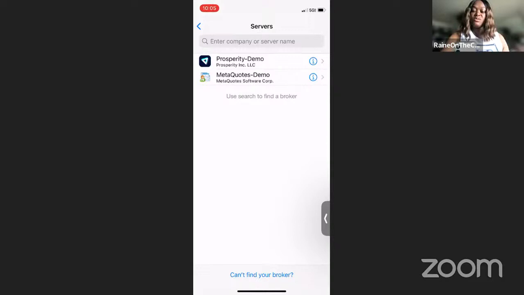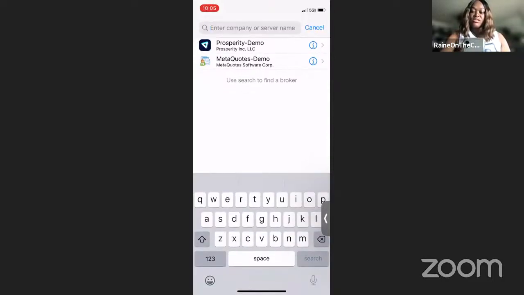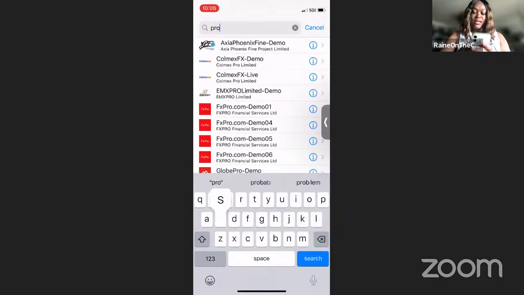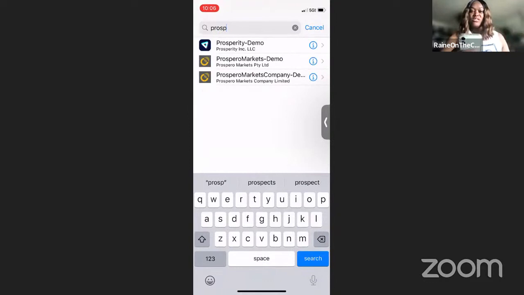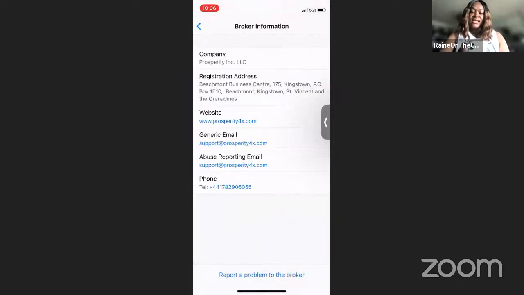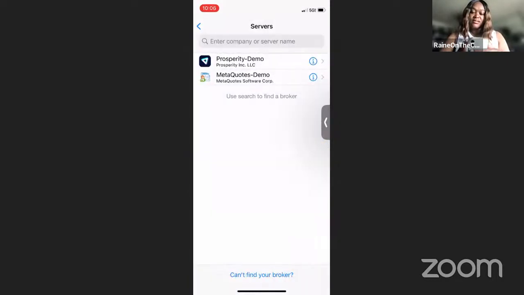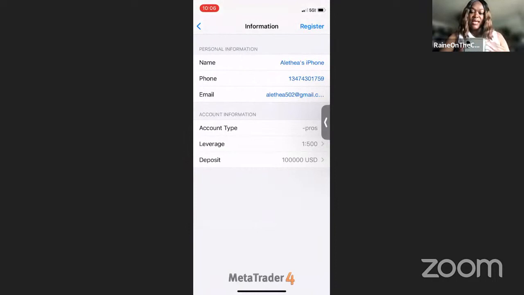The broker I use is Prosperity Forex. So it's there already, but I'm going to pretend like it's not there. Let's type PROSP and there it pops up, right? Prosperity is my broker. You click on that. Well, and you get your credentials.